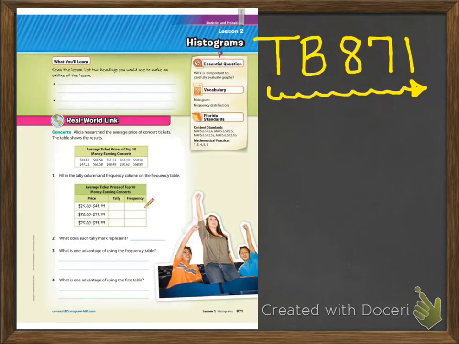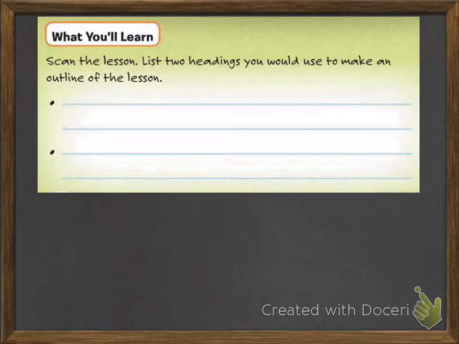On textbook 871, you should see the three kids. It looks like three kids, maybe two and an adult. And it says to scan the lesson, list two headings you would use to make an outline of the lesson. So the first one that you would see is that you are going to learn how to interpret data. And the second one would be to construct a histogram. That means to make a bar graph or histogram.